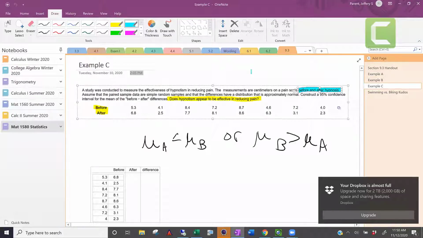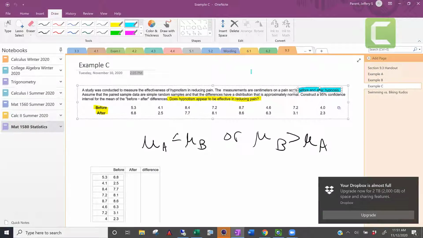So a study was conducted to measure the effectiveness of hypnotism in reducing pain. The measurements are in centimeters on a pain scale before and after hypnosis. So this before and after stuff helps you attribute any difference that you see to the treatment that was given. In this case, hypnotism. So if there's a difference, it's strong evidence that hypnotism works.